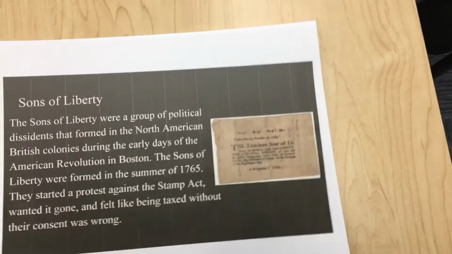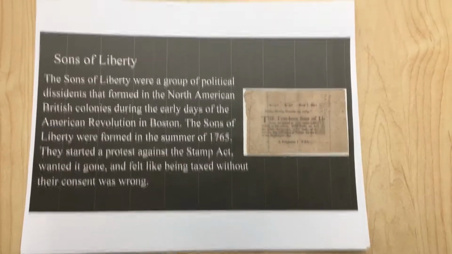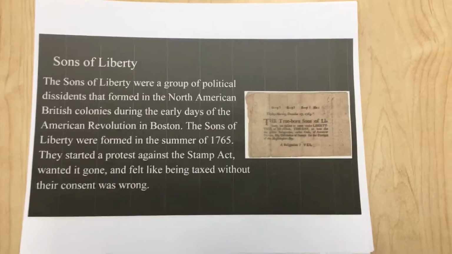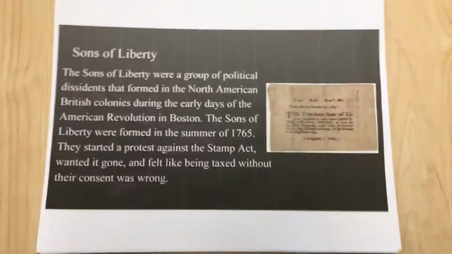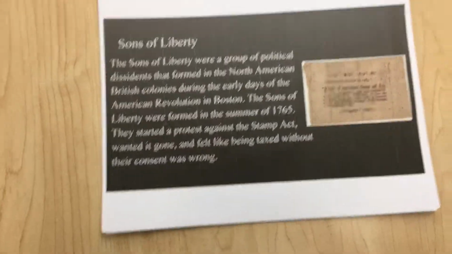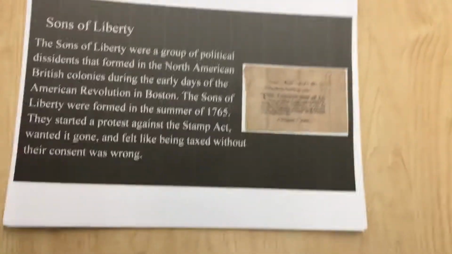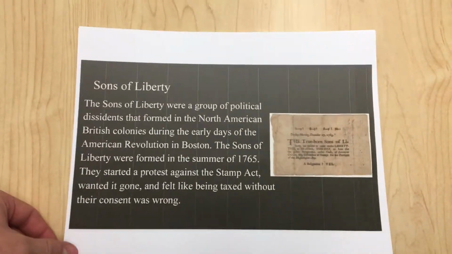Sons of Liberty. The Sons of Liberty were a group of political dissent that formed in the British colonies of North America during the early days of the American Revolution in Boston. The Sons of Liberty were formed in the summer of 1765. They started a protest against the Stamp Act, wanted it gone, and felt like it was taxation without their consent, which was wrong.